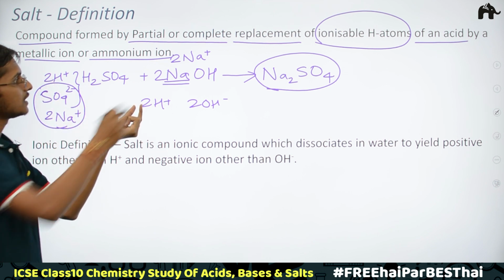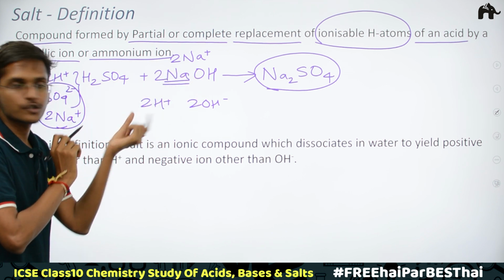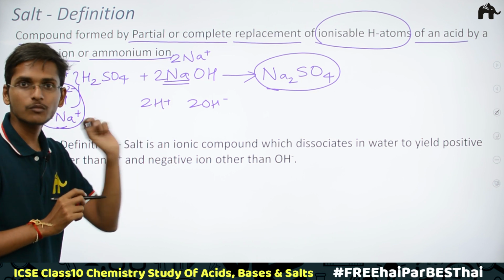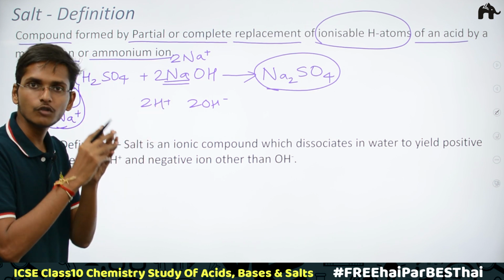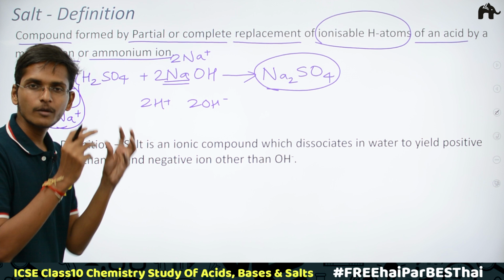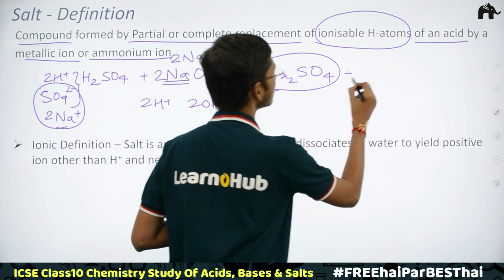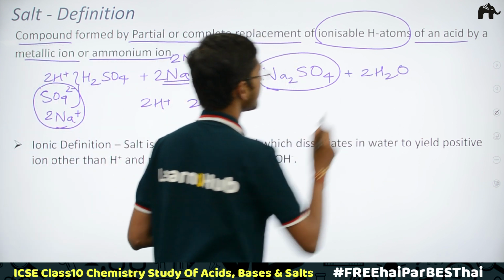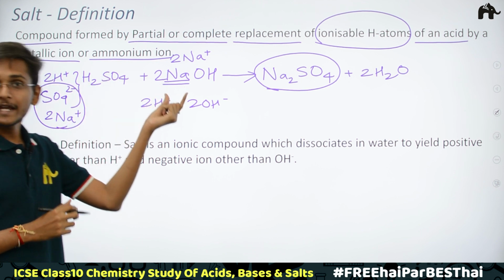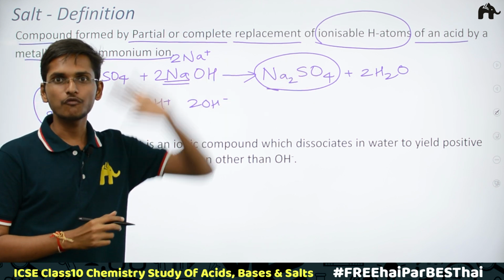So this 2H plus and these 2 OH minus from this molecule, they would combine, they would form 2 water molecules, because 1 H plus and 1 OH minus would form 1 water molecule, another H plus and another OH minus would form another water molecule. So 2 water molecules would be formed. So the reaction, see, acid plus base gives salt plus water.